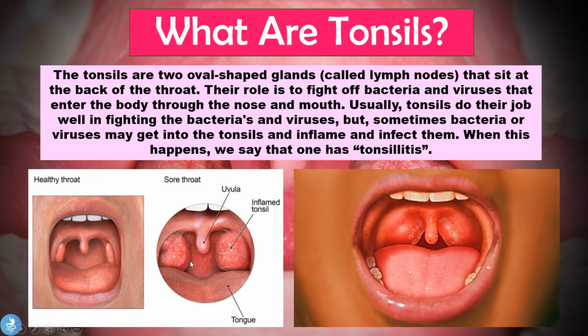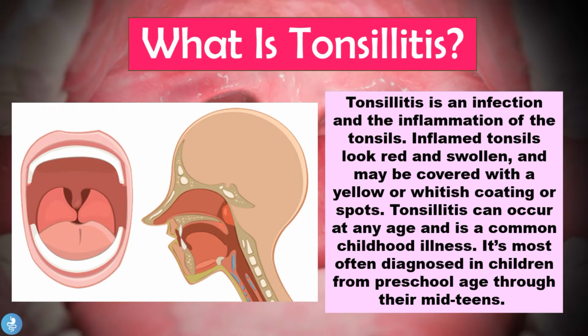So this is an inflamed and infected tonsil, and this is what the tonsil looks like in a normal healthy throat. This is what tonsillitis looks like. I want to jump straight into what tonsillitis is. Tonsillitis is an infection and inflammation of the tonsils. Inflamed tonsils look red and swollen and may be covered with a yellow or whitish coating or spots.